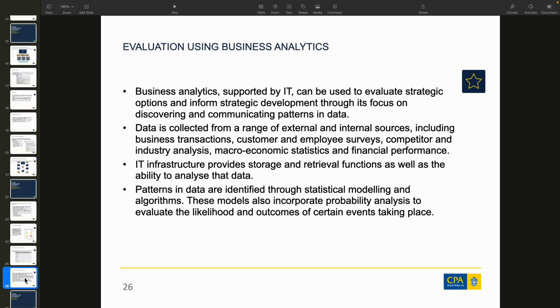Clear? Okay. Data is collected from a range of external and internal sources, including your business transactions, your employee survey, competitors, industry, macroeconomic stats, and financial performance. So you can collect data from every source. You may need to buy data. See, Donald Trump was supported by Elon Musk, Mark Zuckerberg, and Jeff Bezos. All these people own a lot of social media. If you have a lot of social media, you know what customers think and what customers want. You can extract it, and you know what word will trigger them.